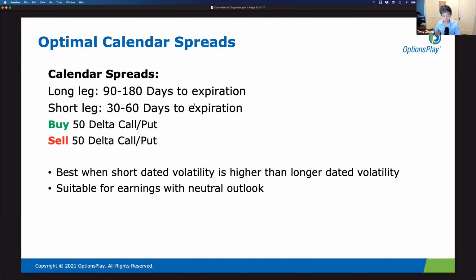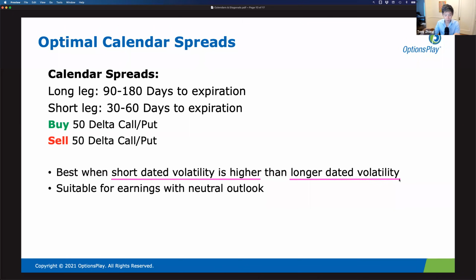Now, this is a strategy that is best suited when the short dated volatility is higher than the longer dated volatility, because again, you're short the short dated volatility and you're long the long dated volatility. You would like to have those as opposite of each other as possible, so that you have the possibility of that mean reversion. Now, this doesn't happen all the time. You generally only see this across earnings. So if, let's say, earnings are coming up in the next 3 weeks, then the short dated option will typically have a higher implied volatility than the long dated option.